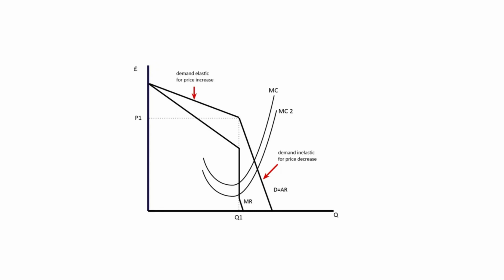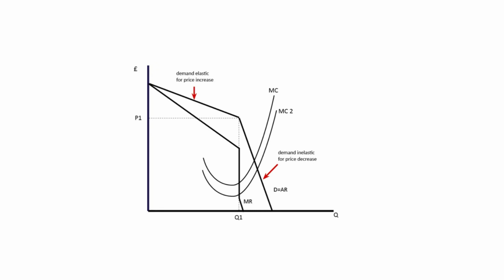Non-collusive oligopoly. The kinked demand curve model assumes that firms in an oligopoly do not engage in explicit collusion, agreements to fix prices. Instead, they implicitly understand and respond to each other's pricing decisions without formal agreements.